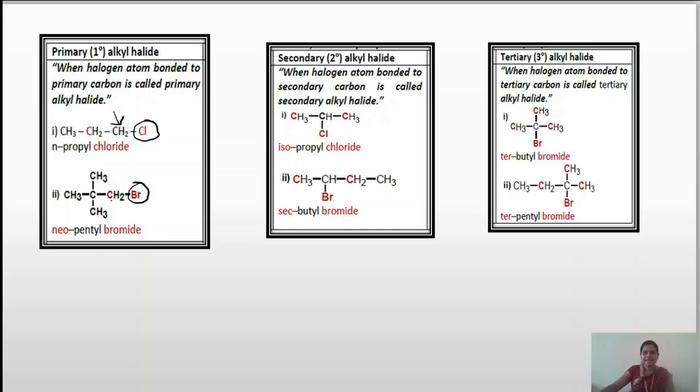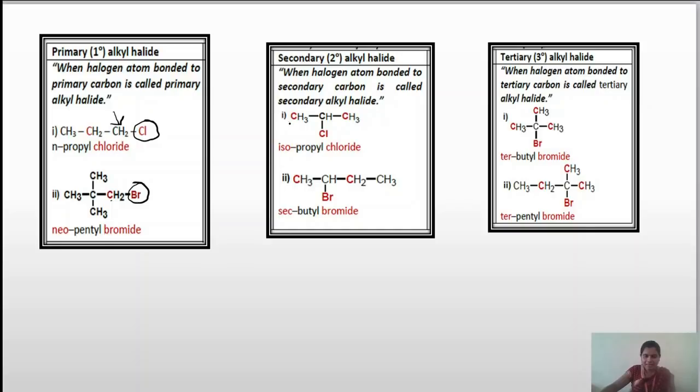Next is the secondary alkyl halide. When halogen atom is bonded to secondary carbon, then that type of alkyl halide is known as the secondary alkyl halide. Now, what do you mean by the secondary carbon? Secondary carbon is that carbon which is attached to two other carbons, and when halogen is directly attached to that secondary carbon, then that type of compound is known as the secondary alkyl halide.